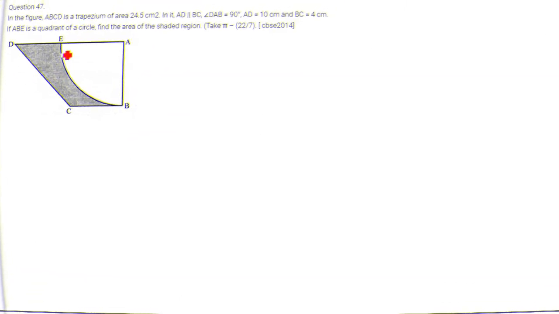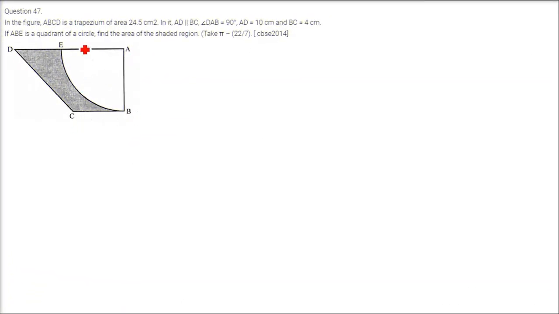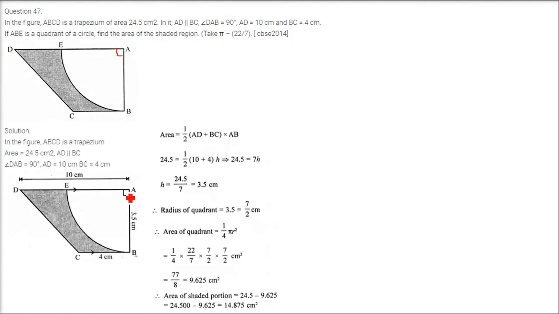In this figure, ABCD is a trapezium of area this much. In it, AD is parallel to BC, and angle DAB is 90 degree. AD is 10, and BC or CBE is 4. If ABE is a quadrant of a circle, find the area of the shaded region.